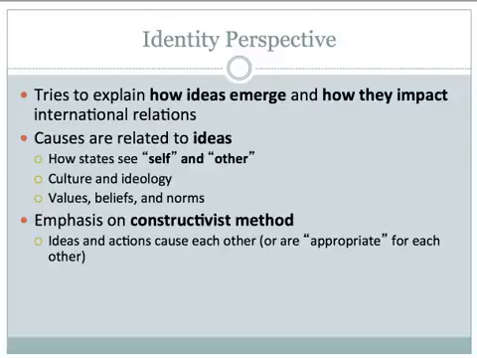So, how do states view themselves? How do they view other states? So if some states view themselves as proponents of freedom, democracy, and key values, and they view other states as evil, oppressive, and criminal, okay, you're going to see an idea conflict here. You're going to see an identity conflict. And so in this perspective, identity perspective people are examining to see if states can come together to see a similar view of one another.